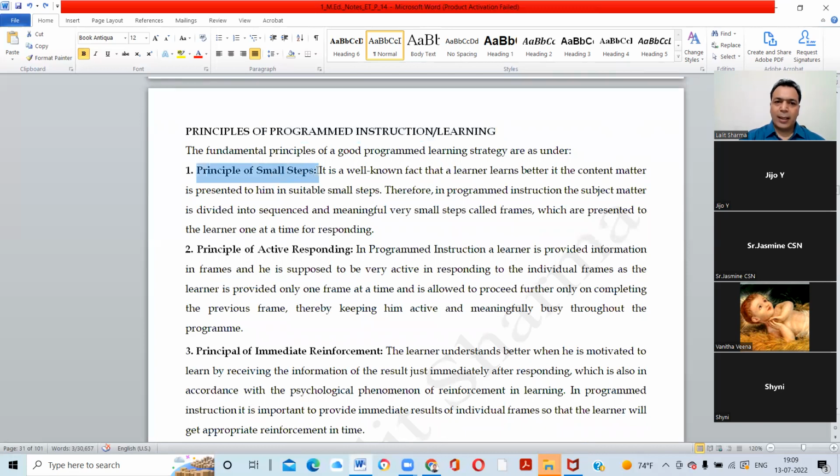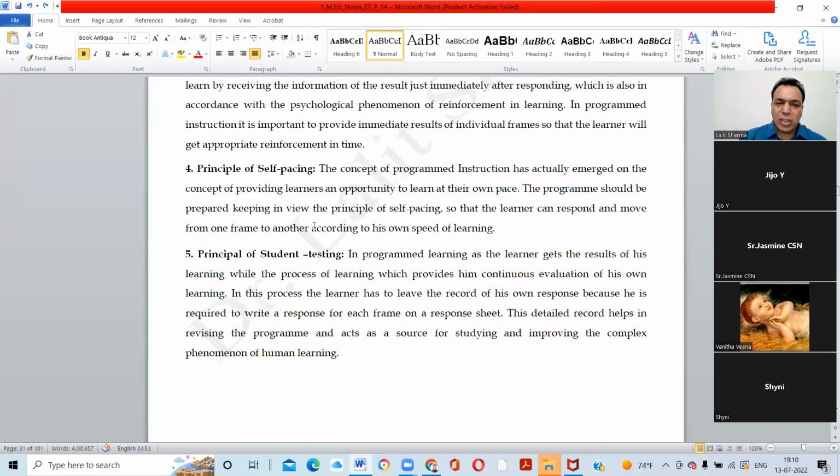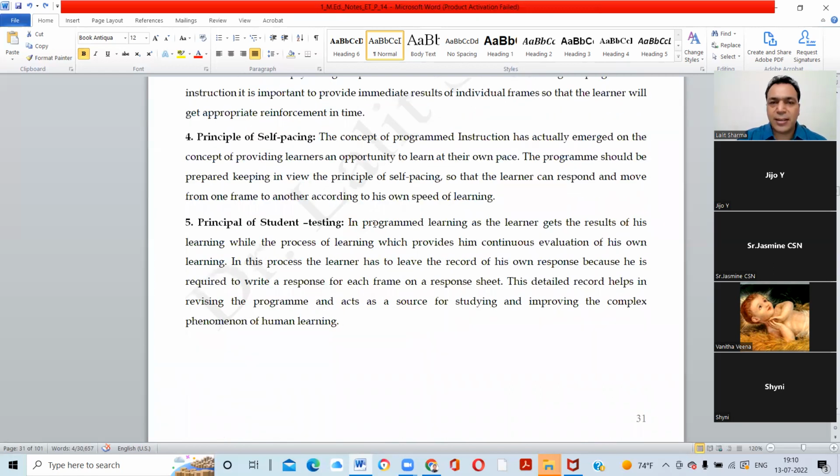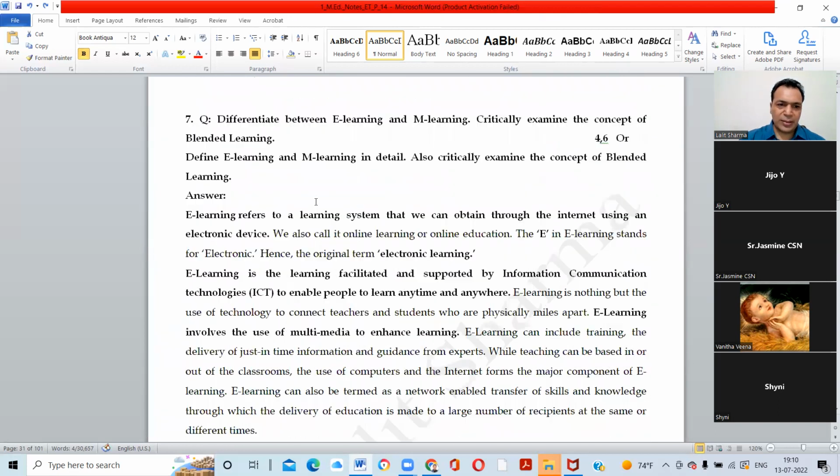It means now you are preparing instructional material for the student, keeping in view the interest, attitude and level of the student, right? When this thing is clear to you, you will automatically learn the principles of programmed learning. It should be of small steps. It should be of active responding. It should be of immediate reinforcement, principle of self-pacing, principle of student testing, right? Okay, this is a short note I have given along with this.